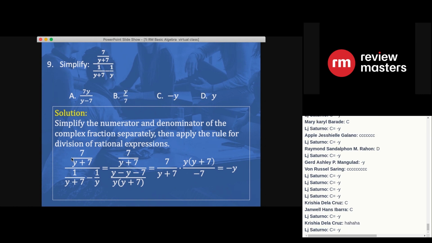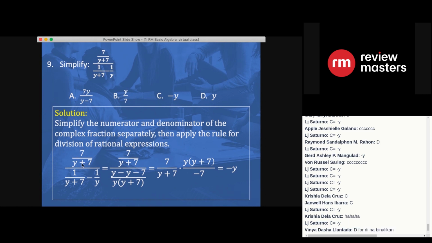Okay, so tingnan nyo na to ngayon. This is 7 over y plus 7. This is already simplified. So yun na siya. Nilagay nyo na rin siya dyan.